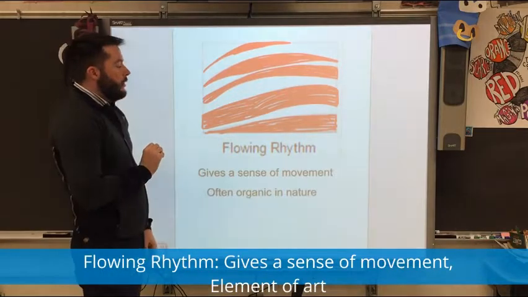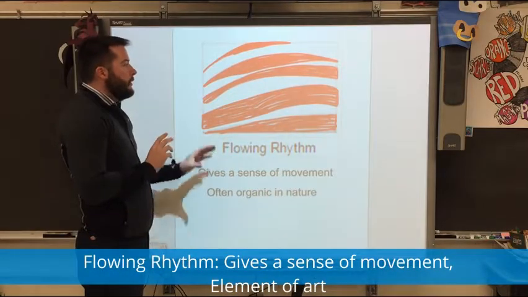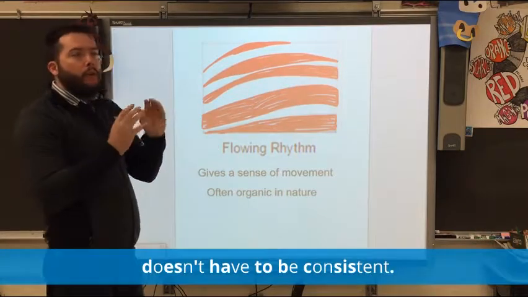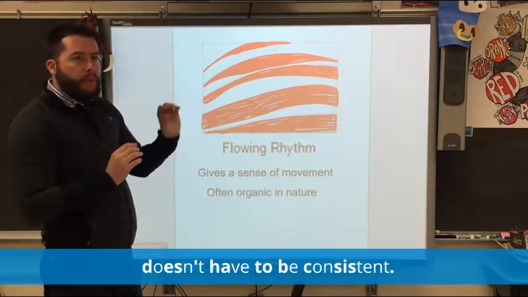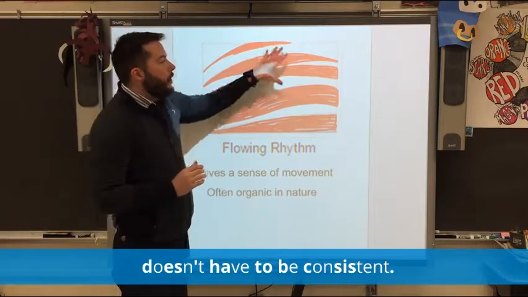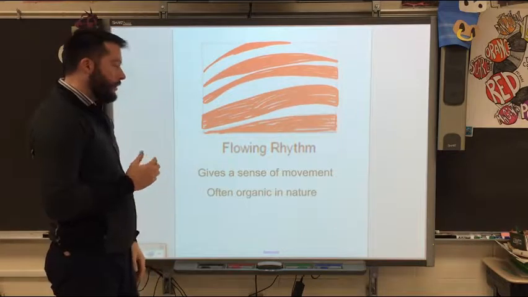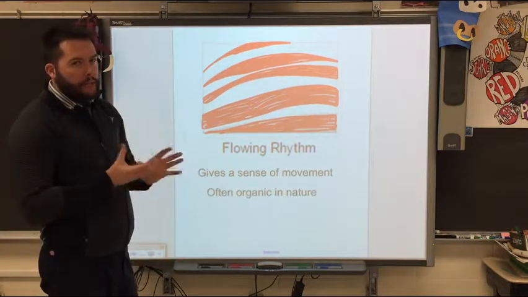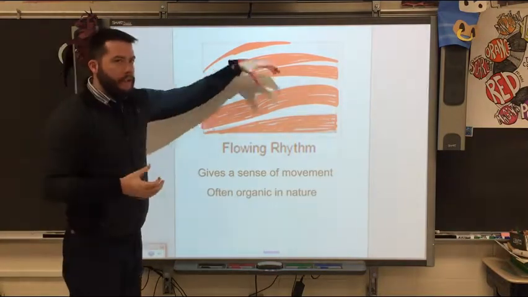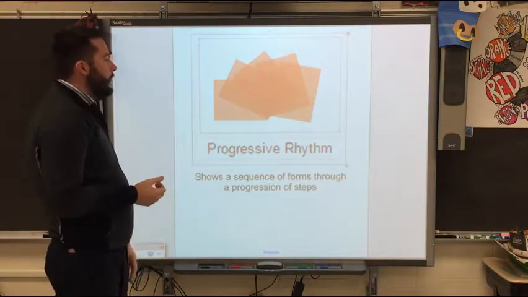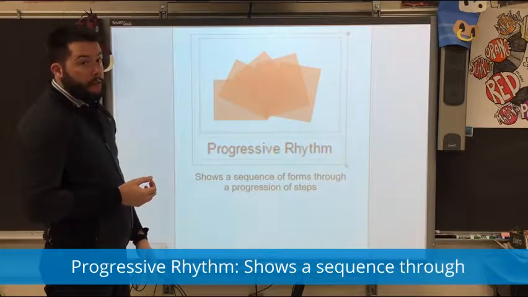Another kind of rhythm is what's called a flowing rhythm. It's a little more challenging. The big thing about this is it should be very organic. There's no consistency to it, no solid shapes that repeat or solid lines. It kind of just flows. It looks like it's taking your eye on a trip up this hill. It's very organic, kind of like organic shapes. We've talked about those before. It's the same idea, made up. And then finally, the last one is progressive rhythm.